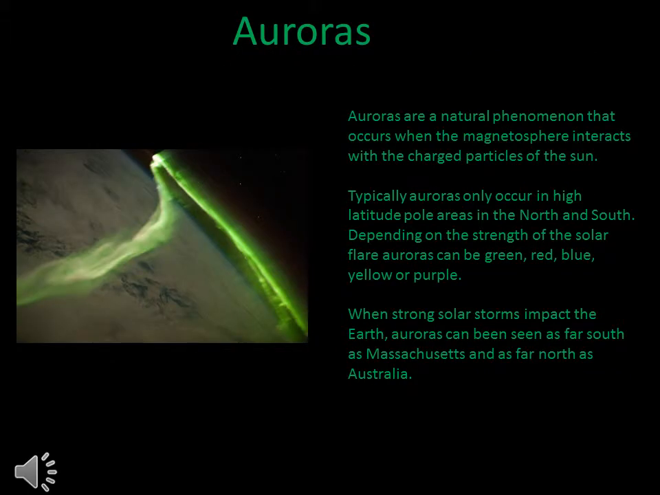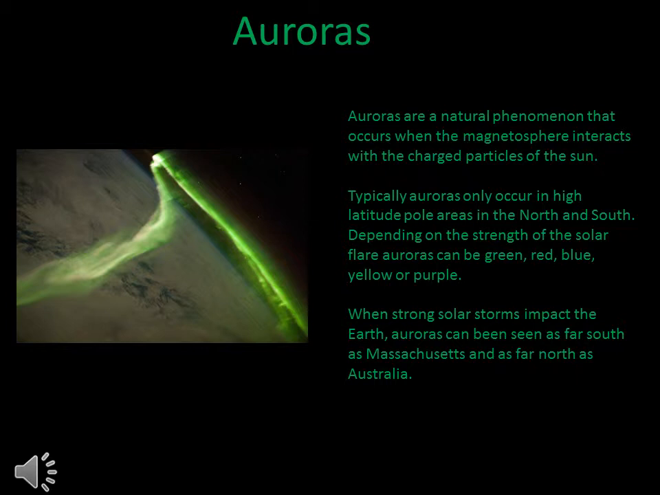Auroras. Auroras are a natural phenomenon that occurs when the magnetosphere is bombarded or interacts with charged particles from the sun. Typically, auroras only occur in high-latitude pole areas around the northern and southern poles. Depending on the strength of the solar flare, auroras can be a variety of colors, including green, red, blue, yellow, or purple. We will look at the reason for these various colors in a later video.